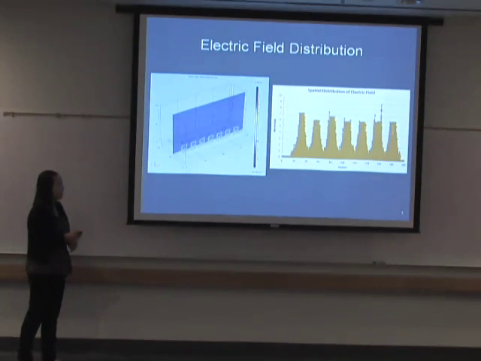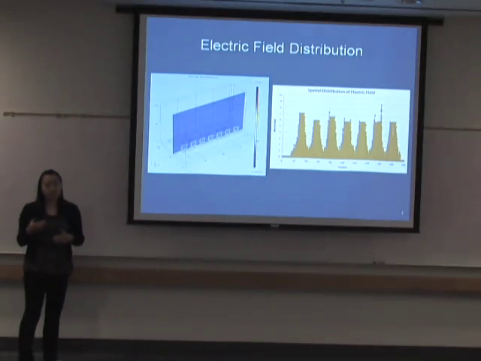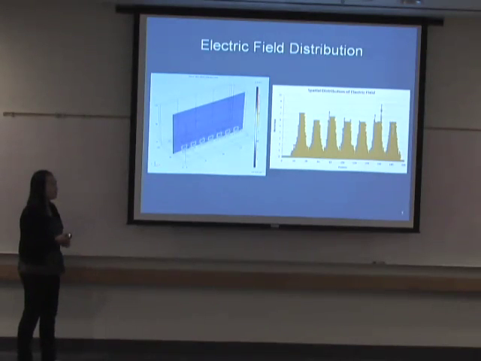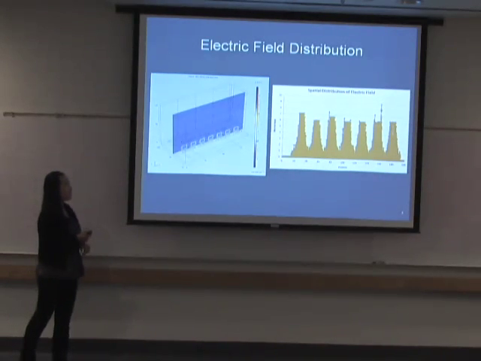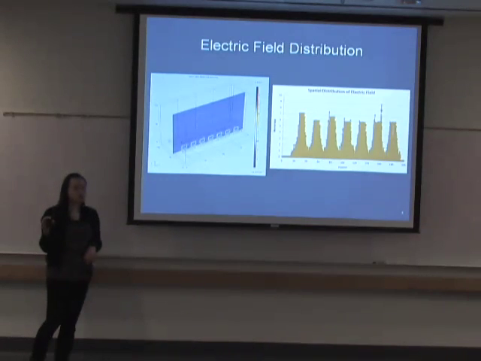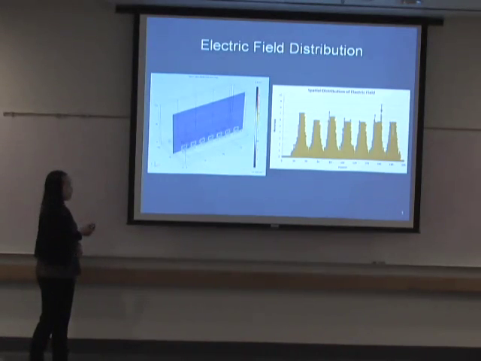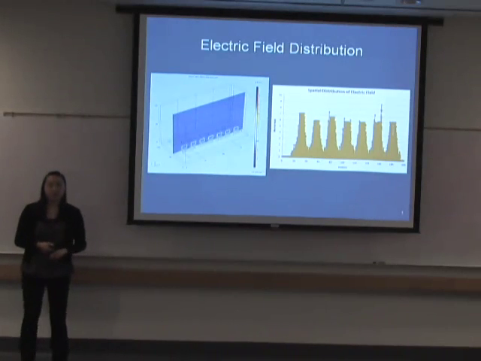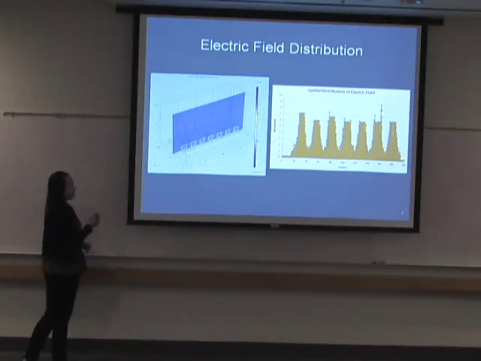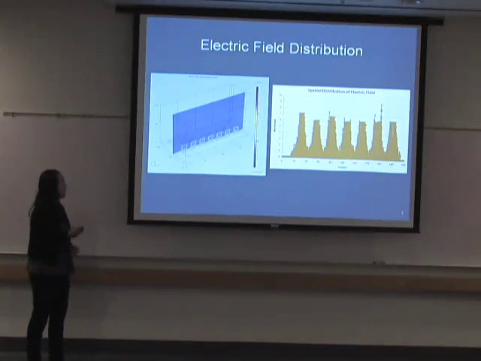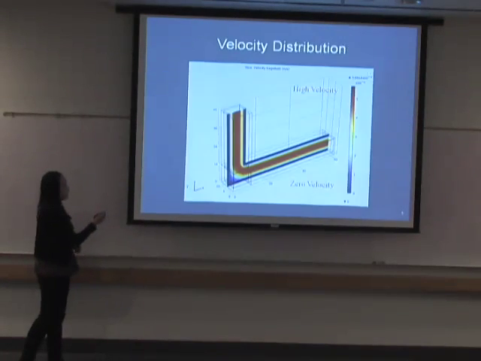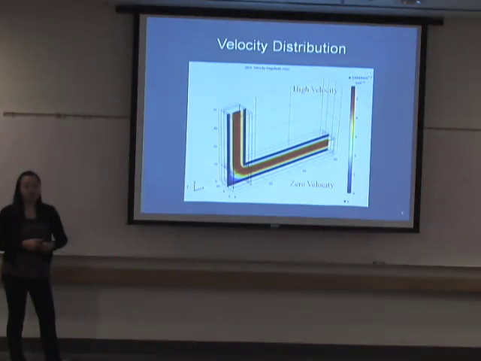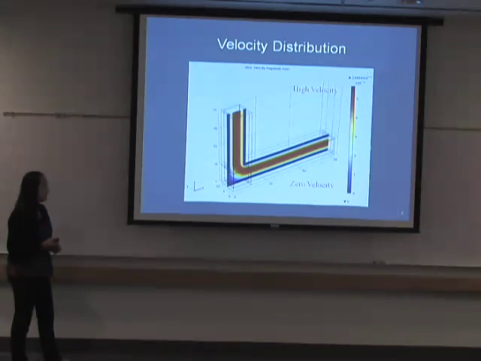And notice that the peaks are at the electrodes where the electric field is the highest, and our valleys are the areas in between those electrodes where the electric field is the lowest. And with this, you would normally see an even distribution of the peaks of the electric field. However, there's kind of an uneven distribution here, and that's probably simply due to the fact that our geometry isn't completely symmetrical. So moving on to fluid flow, this is our velocity distribution of our geometry.